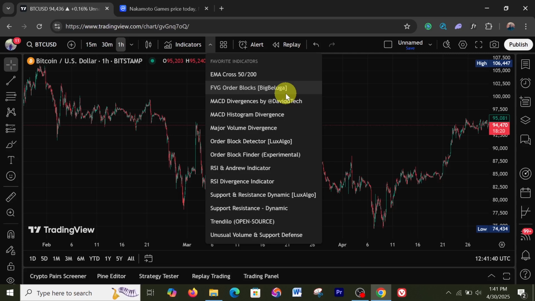So I use MACD divergence by David Tech. I also use MACD histogram divergence. This is a custom indicator that I built for myself. I also use the major volume divergence indicator because I want to see if there's a divergence between volume and price. This is also a custom indicator. Order block detector, because order blocks act like an area of dynamic support and resistance, which is very important when you want to place trades.